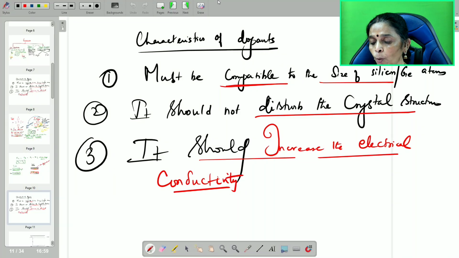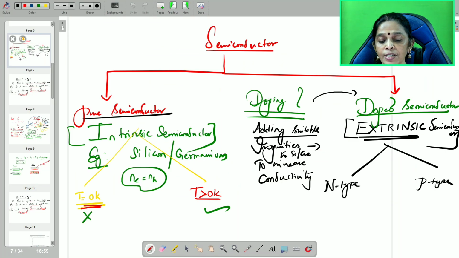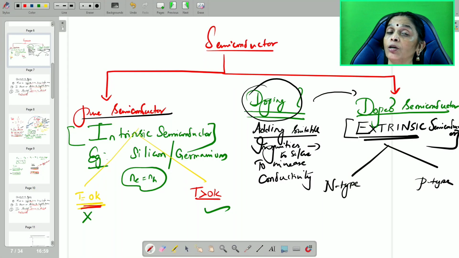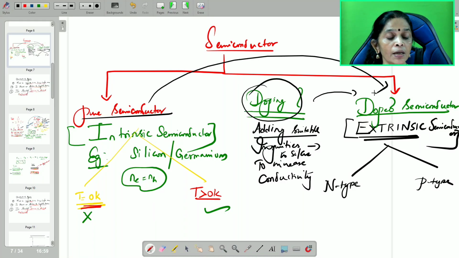Now we have to dope in order to increase the conductivity. In the pure semiconductor, Ne is equal to Nh. So it is not enough, because you have to increase the temperature, and only a small amount of electrons or holes can be created. So you have to add suitable impurities in order to increase the conductivity. If you dope the semiconductor, it is no longer called intrinsic, it is called an extrinsic semiconductor.